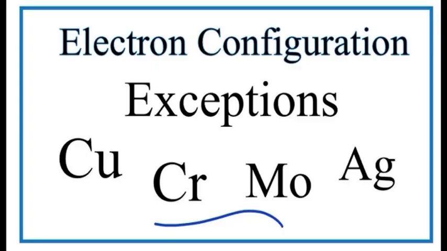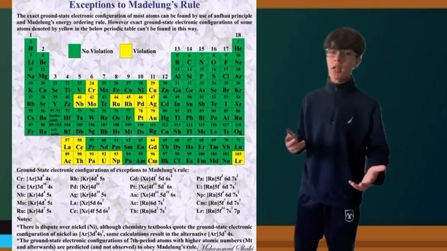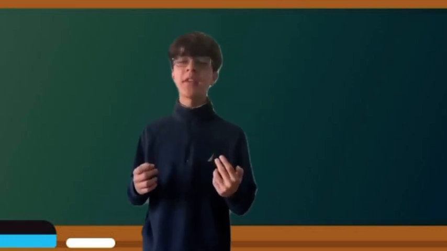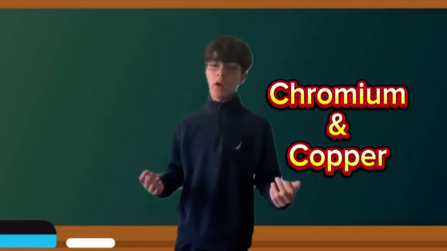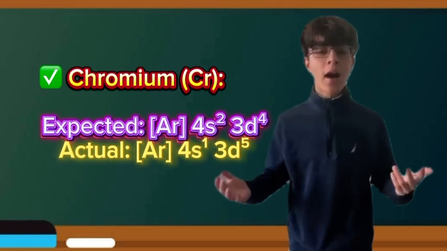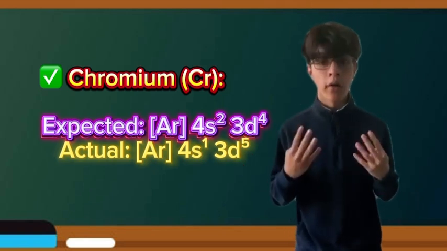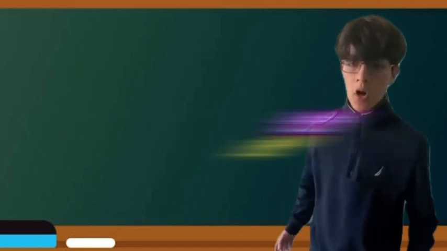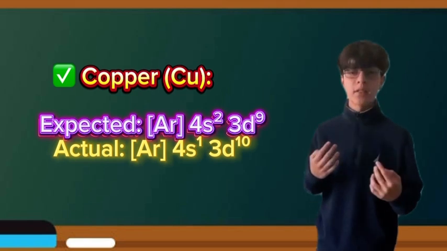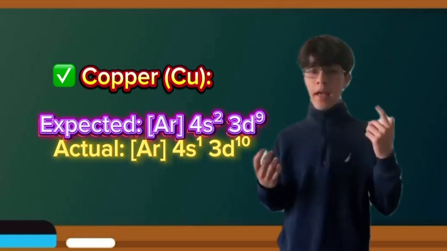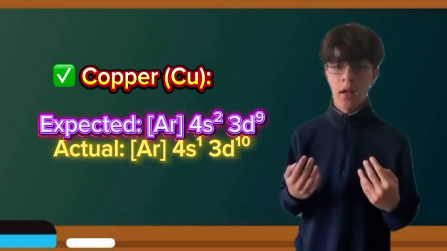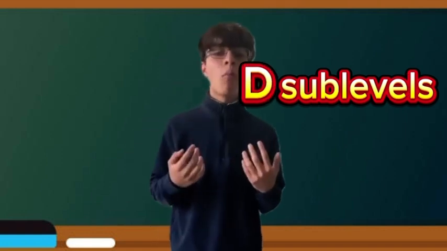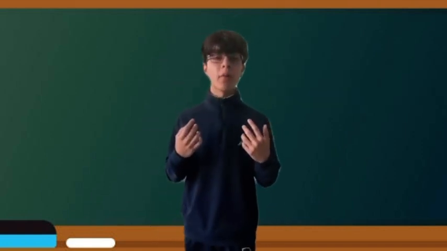Exceptions to the rule. Most elements follow the rules, but some break them. Why? To become more stable. Let's look at 2 famous exceptions: chromium and copper. Chromium, or Cr, expected: Ar, 4s2 and 3d4. Actual: Ar, 4s1 and 3d5. Copper, Cu, expected: Ar, 4s2 and 3d9. Actual: Ar, 4s1 and 3d10. Why? Because half-filled or fully filled sublevels are more stable than the expected arrangement.